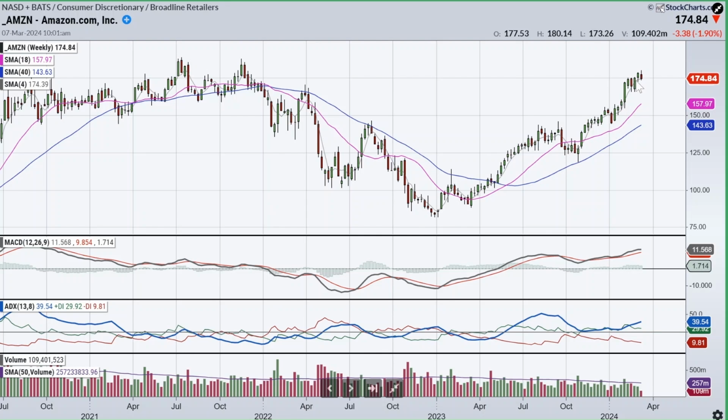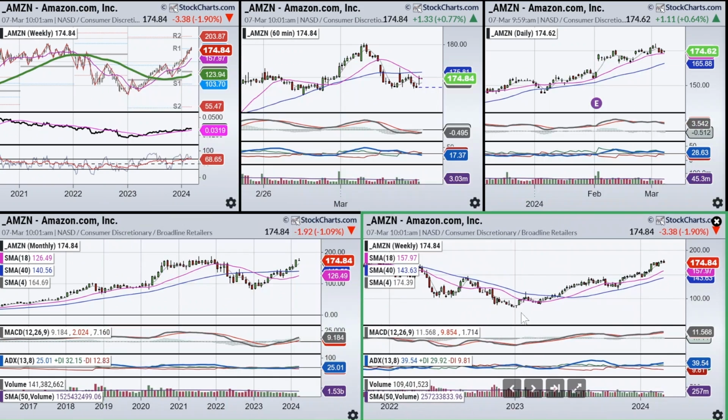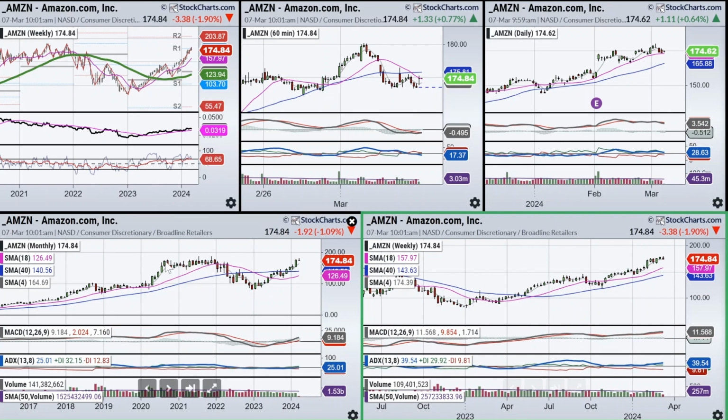But now look at how far we've run. So I'm not all that interested in buying this. I probably would have been scaling out a little bit as we move up towards these highs, and I'd be looking for signs of distribution. Starting point would be breaking the 18-day, which we haven't done here in a few months.